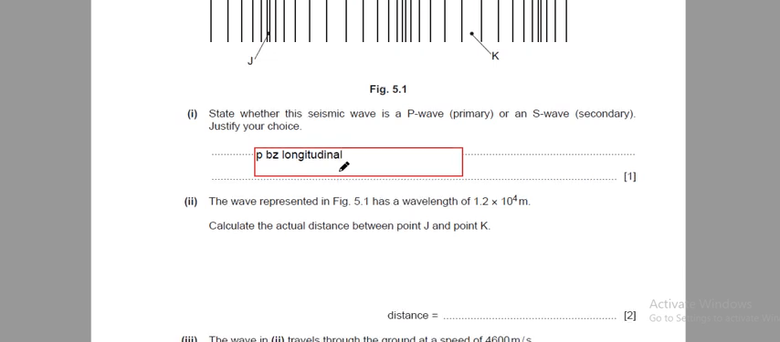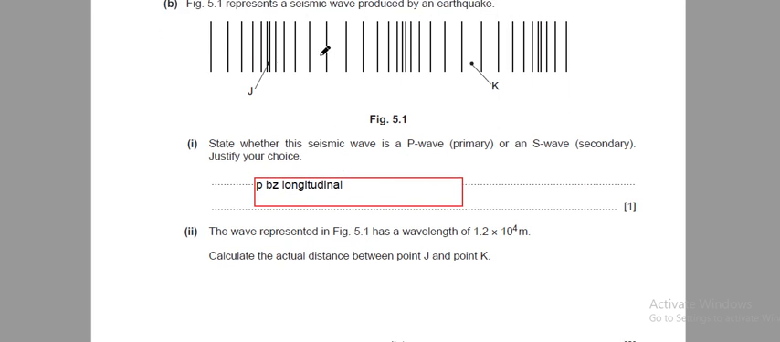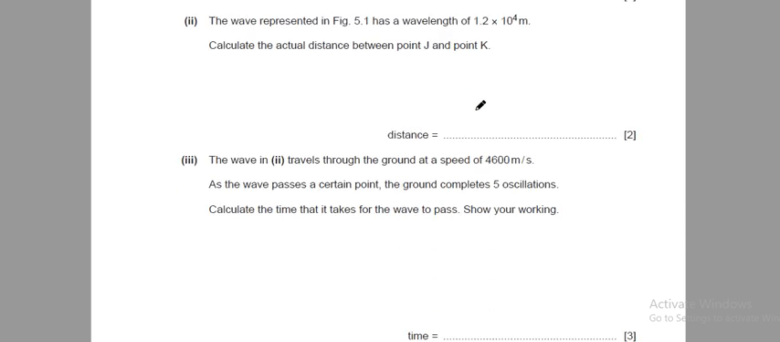Wave represented has wavelength of 1.2 times 10 to 4 meter. Calculate actual distance between G and K. Between G and K, as we see, from G to here it is 1 lambda, and from here to here it is half lambda. So it is 1.5 lambda. So it is 1.5 times 1.2 times 10 to the power 4, which is equal to 0.8.